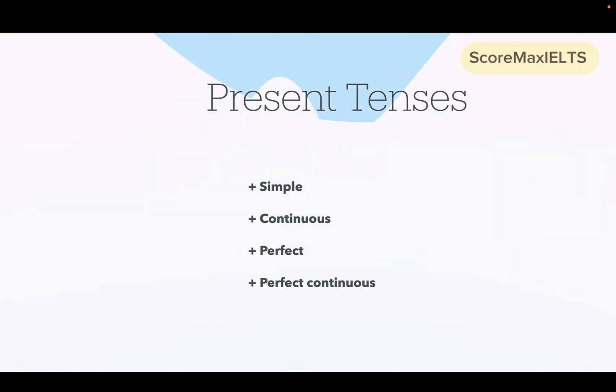As you already knew, all tenses such as present, past, and future have these 4 forms: simple, continuous or progressive, perfect, and perfect continuous or perfect progressive. But at this session, we only focus on present tense forms: present simple, present continuous, present perfect, and present perfect progressive or perfect continuous.